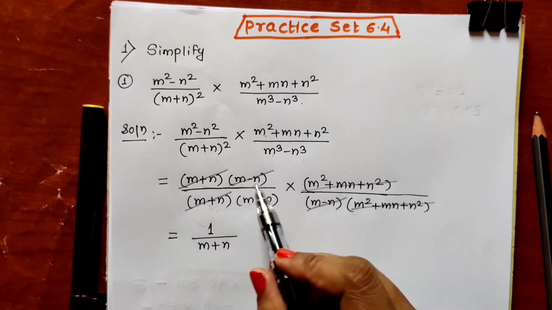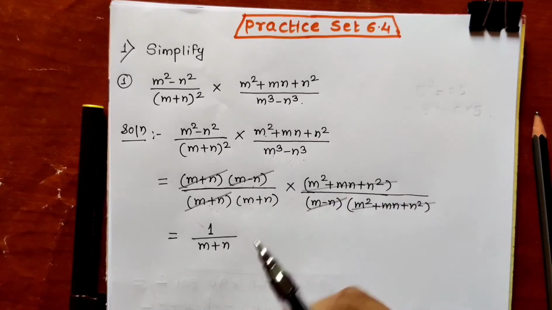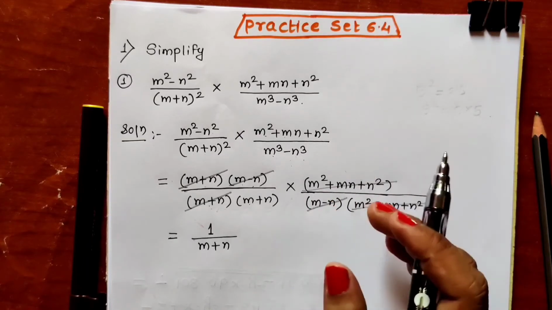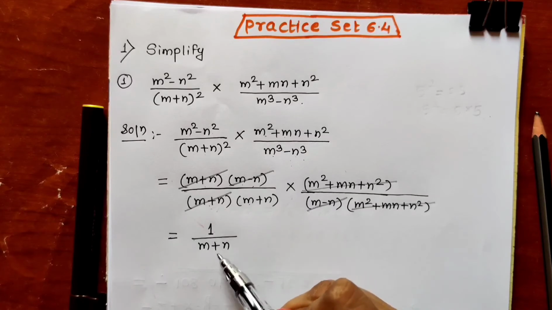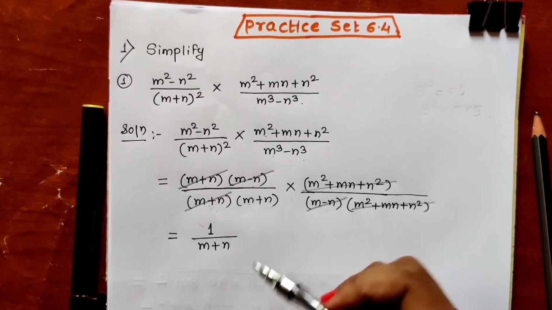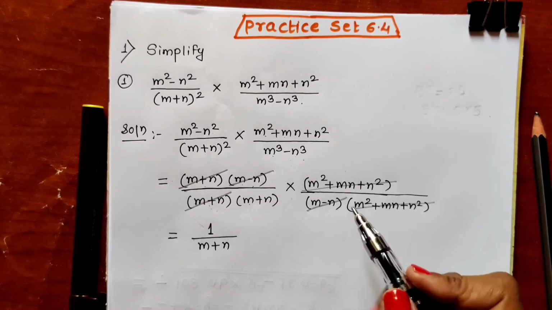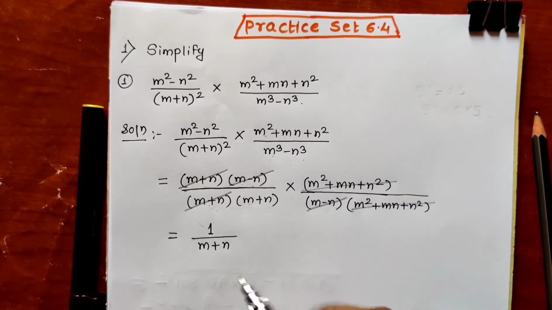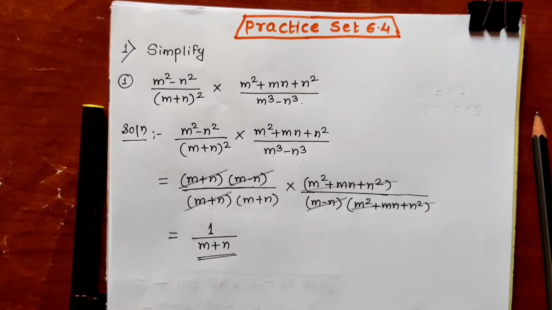So when all brackets in the numerator are cancelled, always write 1. When all terms, all variables, all coefficients, everything is cancelled in the numerator, always write 1. And in the denominator, if everything is cancelled, we don't write the denominator at all. But in the numerator, if everything is cancelled, always write 1. So in this way, we have got the answer after simplification: 1 upon m plus n.